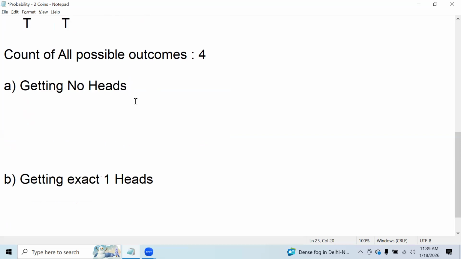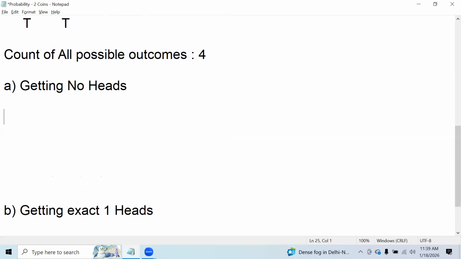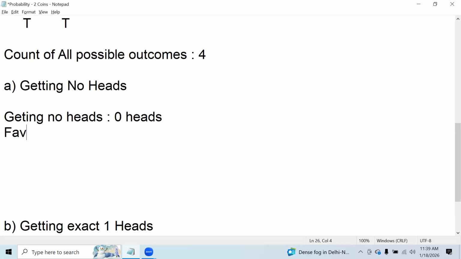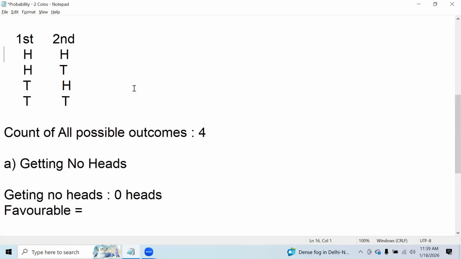Getting no heads. So when we say getting no heads, that means basically 0 heads we should have. So whenever we consider both the coins, there should not be any heads over there. So let's see what all are favorable for this situation. Here we have two heads, so we cannot consider that. Here we have one head, so this also we cannot consider because they are talking about no heads. So we want to find such a case where we don't have heads at all.